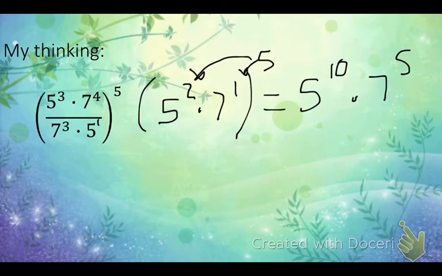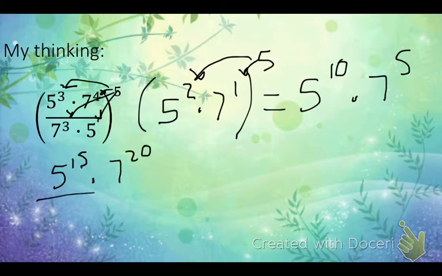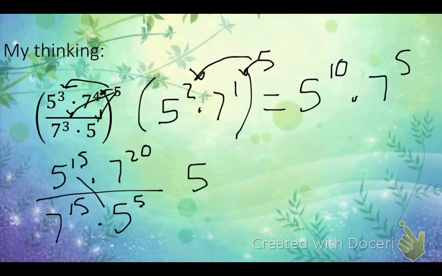Now, again, we could have distributed this 5 to every exponent, which would have given us 5 to the 15 times 7 to the 20 over 7 to the 15 times 5 to the 5th power. And then again, I could have just subtracted: 5 to the 15 over 5 to the 5 is 5 to the 10th, and then 7 to the 20 minus 7 to the 15 is 7 to the 5th. So I get the same thing. Just when it gets to a lot of different things, I always like to try and start from the inside out so I don't get so confused. But again, it's up to you which you like to do more.